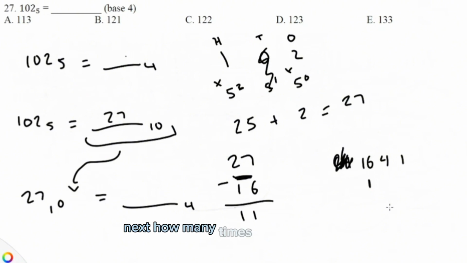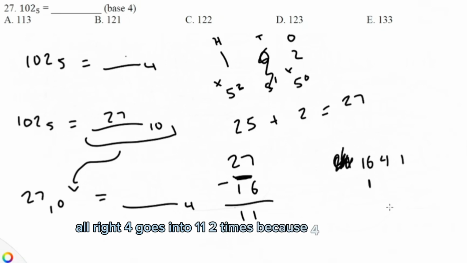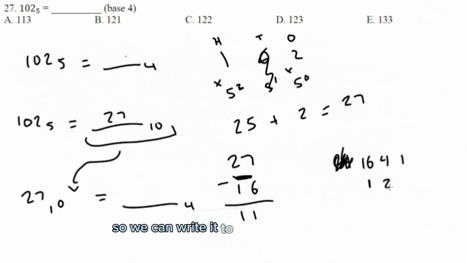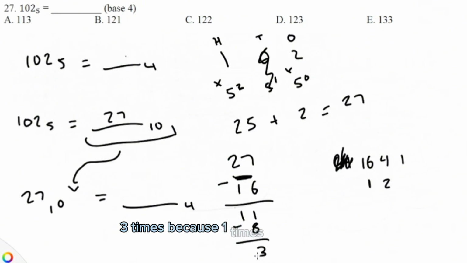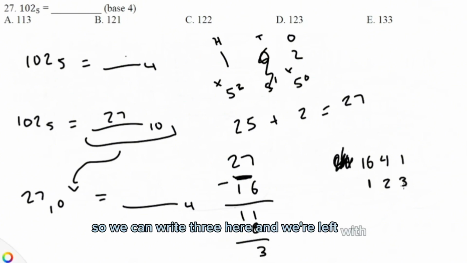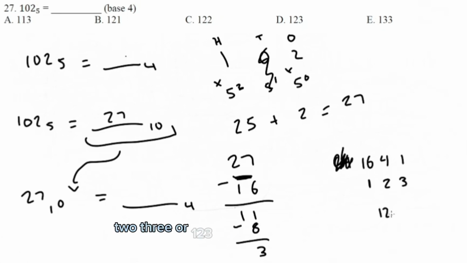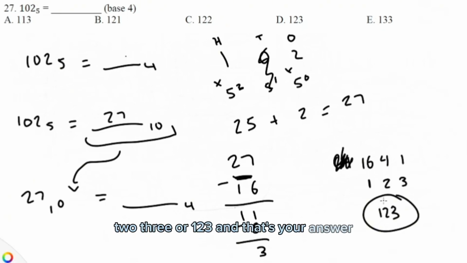Next, how many times does 4 go into 11? Alright, 4 goes into 11 2 times because 4 times 2 is 8. So we can write a 2 here and subtract 8, and we're left with 3. Now how many times does 1 go into 3? 3 times because 1 times 3 is 3. So we can write a 3 here and we're left with 123. And that's your answer.